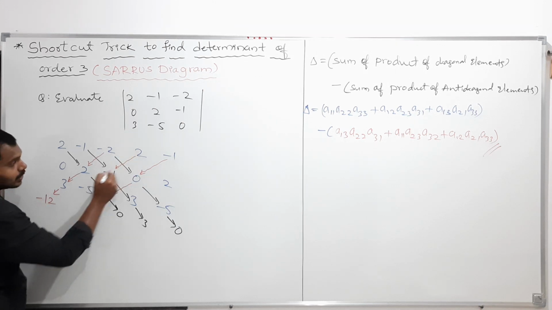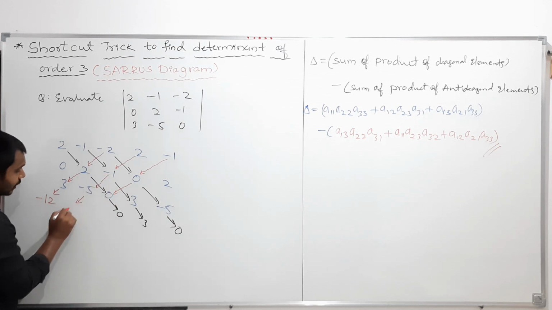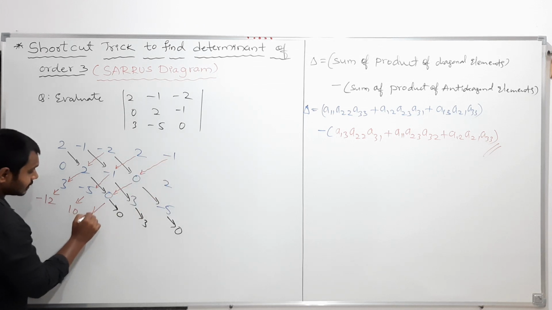Next, my students, take the product of this. 2 into minus 1 is minus 2. Minus 2 into minus 5 is 10. Next, 0 into 0 is 0. 0 into anything is 0.